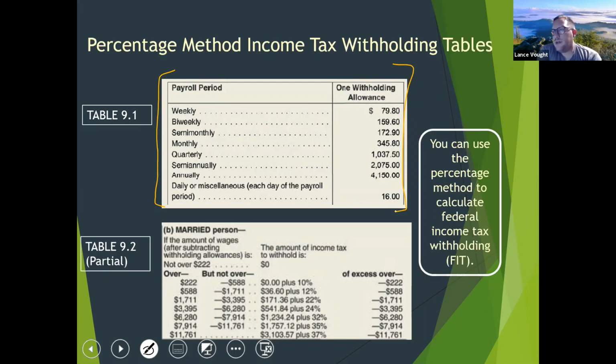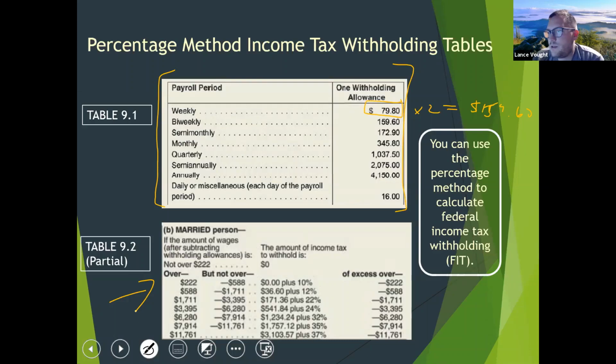So once you have determined what their allowance is, in this case, Janet has 2 allowances, and she's being paid weekly. So that means that her allowance for her specific weekly paycheck is going to be $79.80 times 2, which is $159.60, I believe. That means that any income she earns beyond $159.60 is subject to this table 9.2.